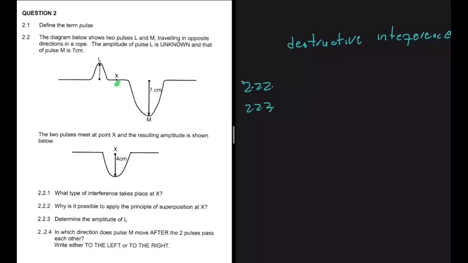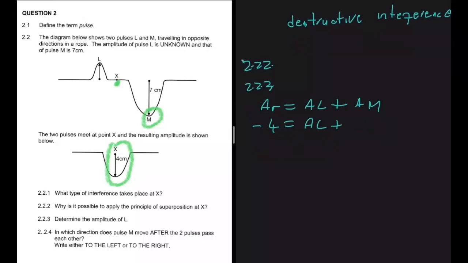Then let's move to 2.2.3. It says let's determine the amplitude of L. We're given the amplitude of M and the resultant amplitude after they meet. We know that the resultant amplitude equals the amplitude of L plus the amplitude of M. The resultant amplitude will be minus 4. Why are we putting a minus sign? Because the resultant is below equilibrium. And that equals the amplitude of L plus the amplitude of M.